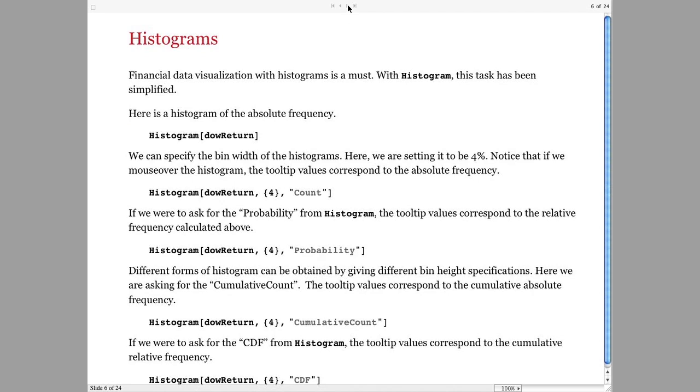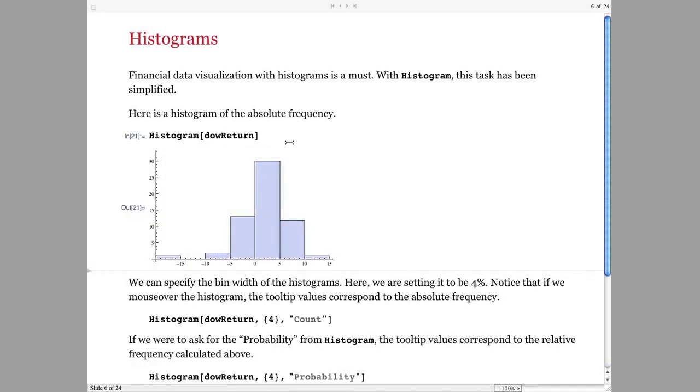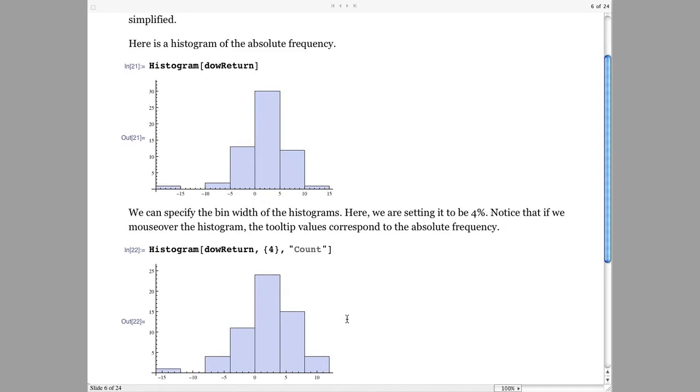Financial data visualization with Histogram is a must. Here, we ask for the histogram of the Dow return. The tooltip returns absolute frequency. We can specify the bin width of the histogram. Here we're setting it to be 4%.